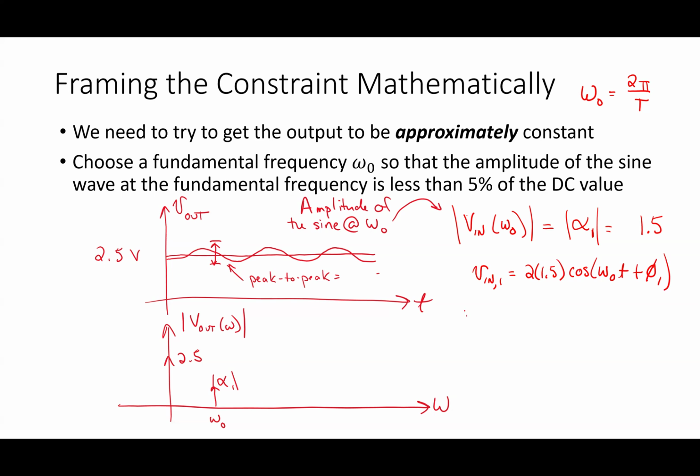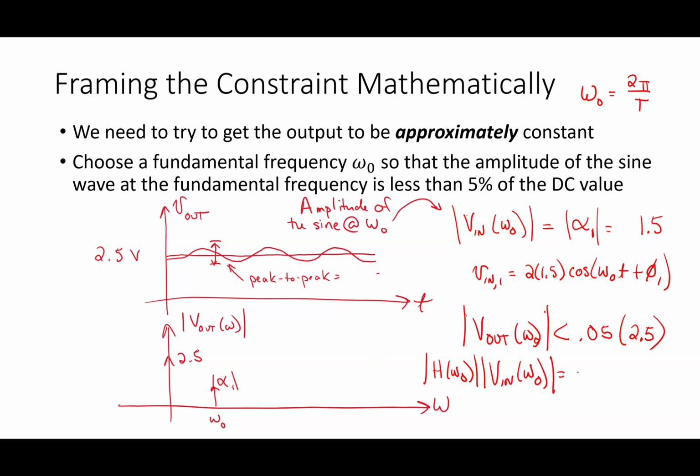So that means that what I want is for Vout of omega, specifically at omega naught, to be less than 5% of the DC value, which is 2.5, right? And because Vout is equal to the magnitude of H times the magnitude of Vn, this creates a constraint on the magnitude of Vout at that particular frequency, right?